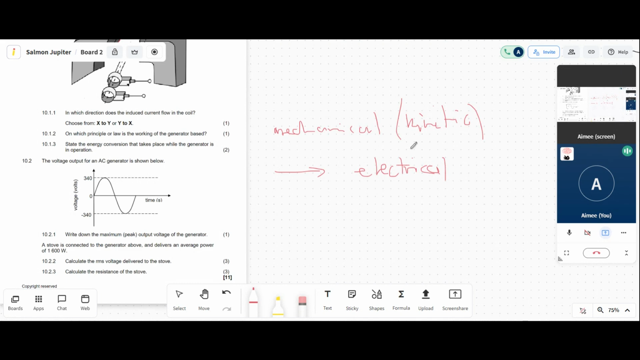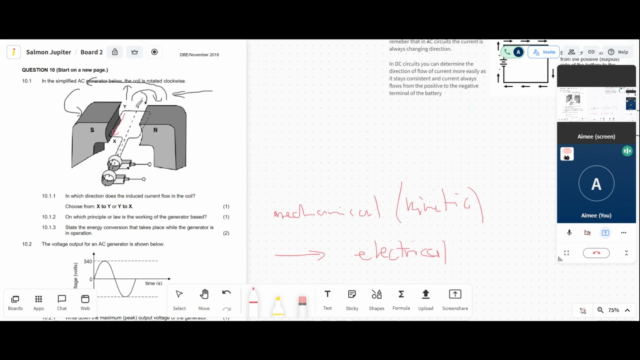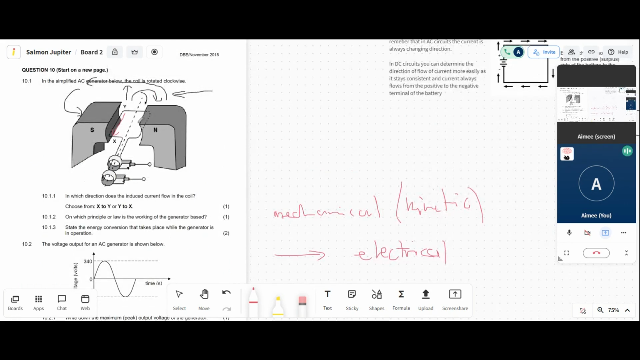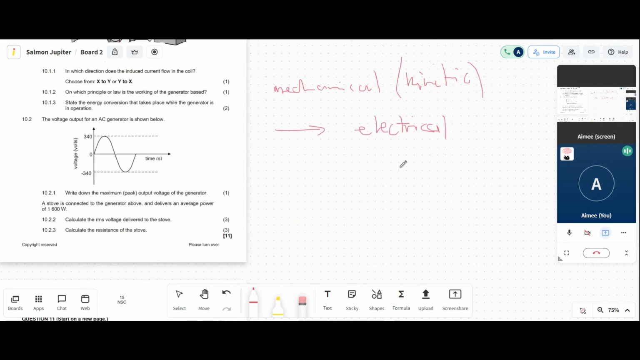So mechanical or kinetic energy is being converted into electrical energy because the movement of this coil, the clockwise rotation of this coil within this magnetic field, is causing electrical energy or the flow of electrical energy in these wires. Okay.